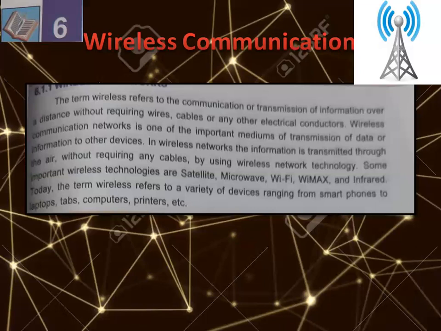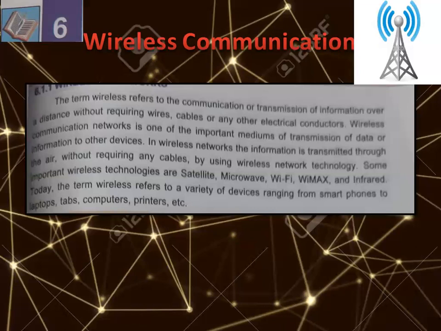So the term wireless refers to the communication or transmission of information over a communication network over a long and short distance without requiring wires. So there are no wires in wireless communication, no cables, and no other electrical conductors are required. A wireless communication network is one of the important mediums of transmission of data or information to other devices without any wire. Okay, without any wire, we can transfer our data and information. In a wireless network, the information is transmitted through the air. The point to be noted: the information can be transmitted through the air without requiring any cable by using wireless network technology.